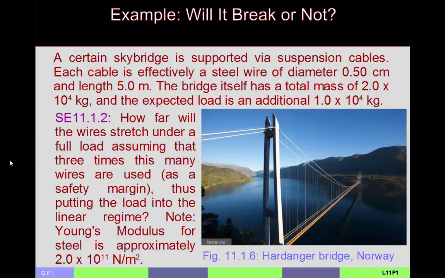Usually, by the way, an engineer will figure out what the minimum number of wires is to make a bridge or whatever. Then they will maybe round up to the nearest even number, and then they usually multiply by some factor. Oftentimes it's 3, oftentimes it's 10. And that's as a safety factor, knowing that there can be, for example, a defective wire, there might be some unexpected additional loading, etc. So the question is, suppose we use a safety factor of 3, how much are the wires going to stretch under this condition?